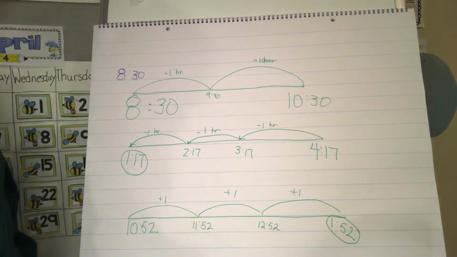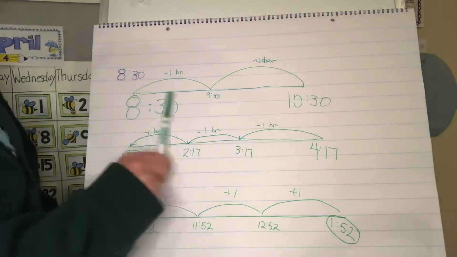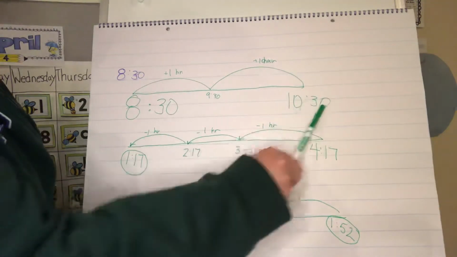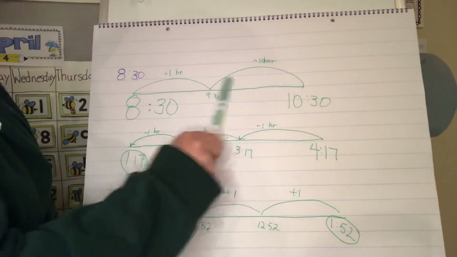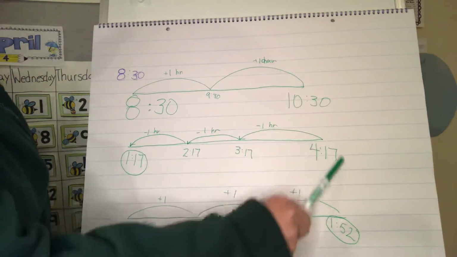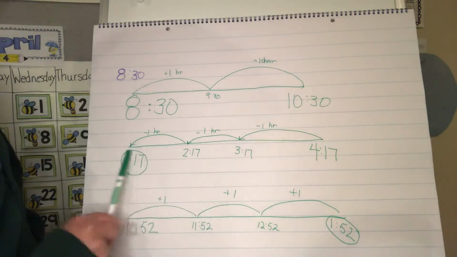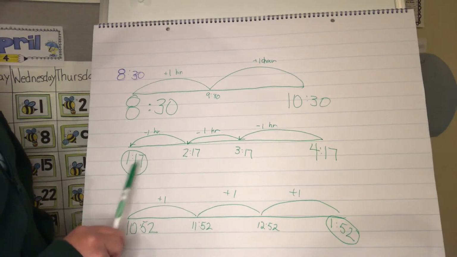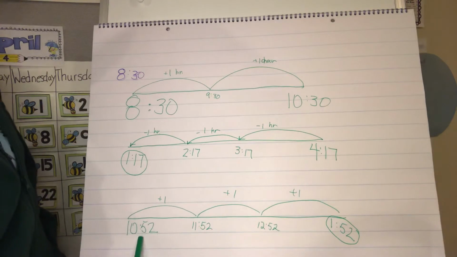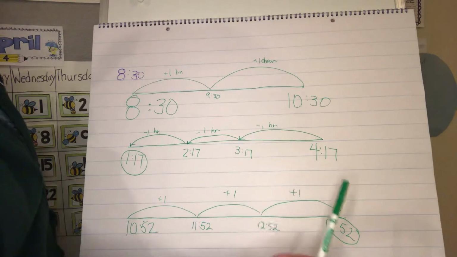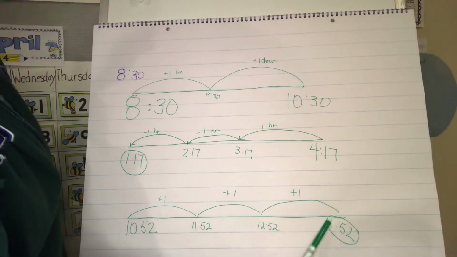1:52. So those are the three scenarios where you know the beginning time and the ending time, and you need to calculate the time between. Sometimes you know the ending time and how long you were gone. You have to figure out the beginning time. Sometimes you know the beginning time and the number of hours, and you have to figure out the end time.